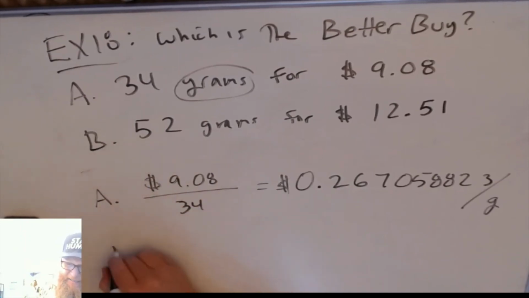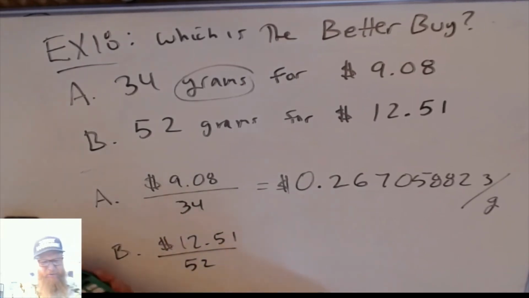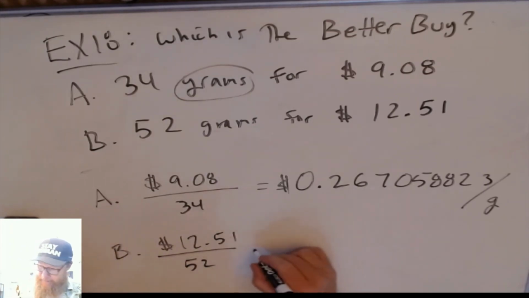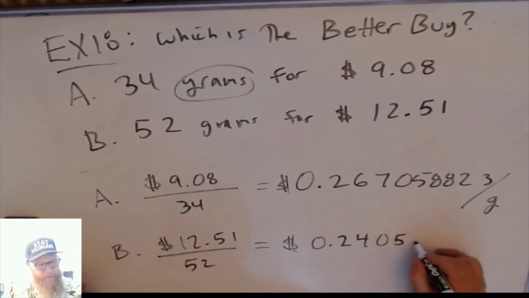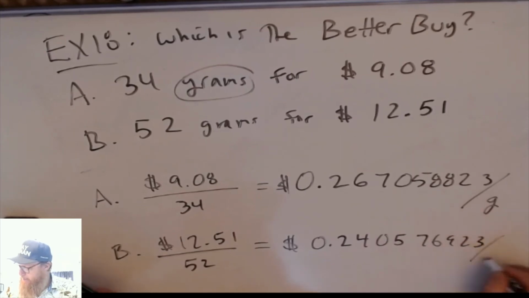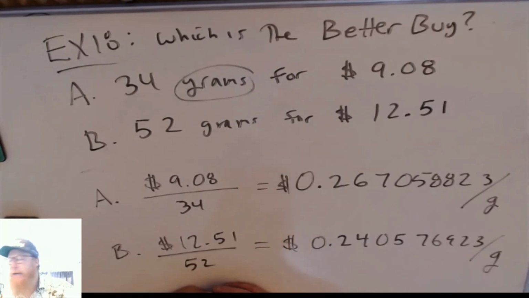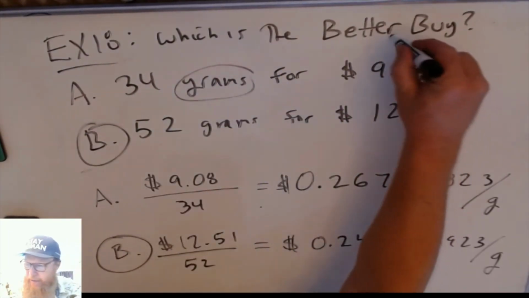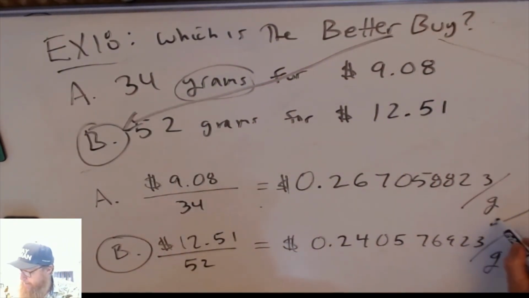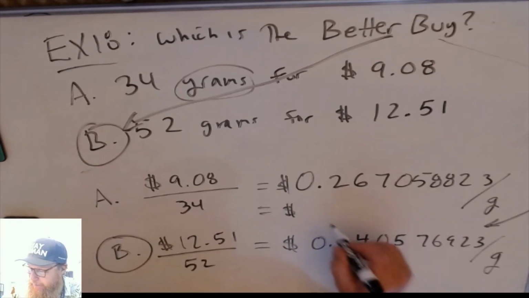So that's A. B is $12.51 for 52. $12.51 divided by 52. It's a little closer. That's 24 cents per gram. G for gram. Okay. Now we usually round to the nearest cent. So we already know that B is the best buy. We can already tell. Yeah. 24 cents versus 26 cents. But I still want you to get the final answer right, other than just which one's best.